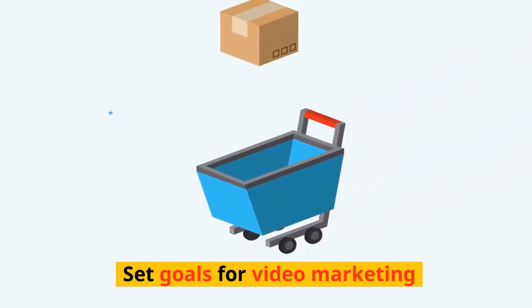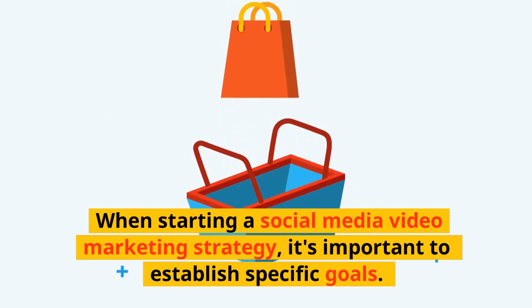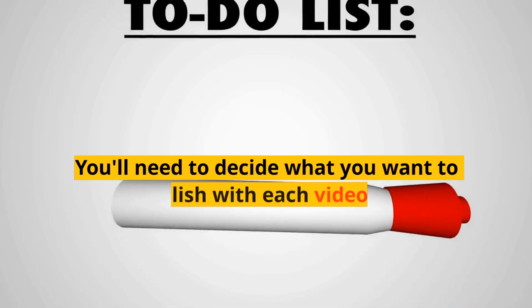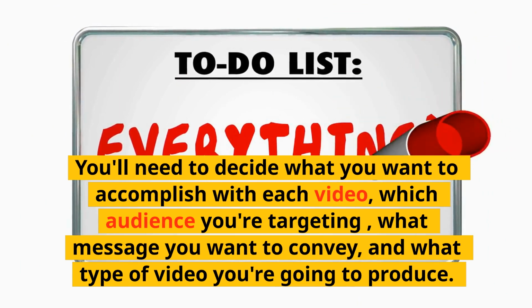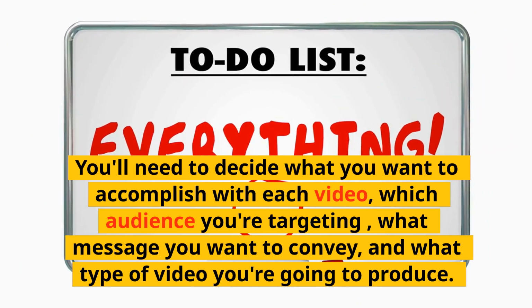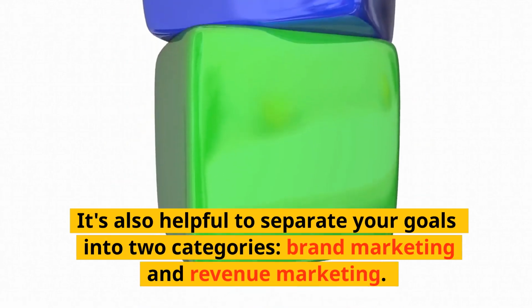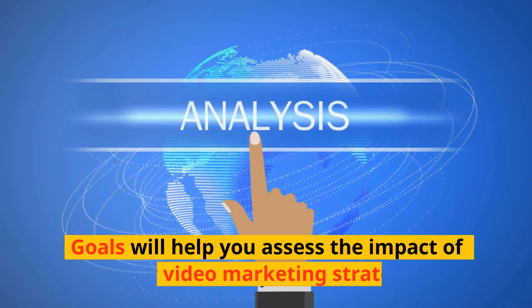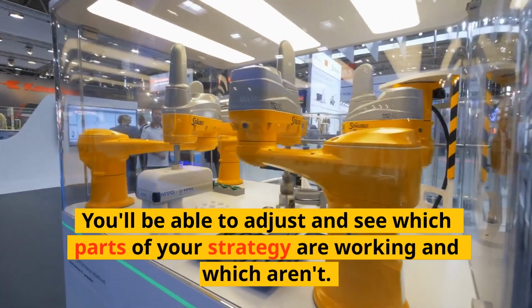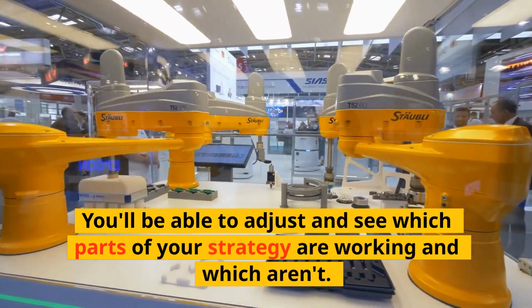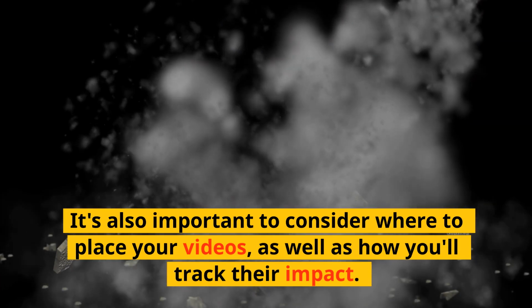Set goals for video marketing. When starting a social media video marketing strategy, it's important to establish specific goals. You'll need to decide what you want to accomplish with each video, which audience you're targeting, what message you want to convey, and what type of video you're going to produce. It's also helpful to separate your goals into 2 categories: brand marketing and revenue marketing. Goals will help you assess the impact of your video marketing strategy. You'll be able to adjust and see which parts of your strategy are working and which aren't. It's also important to consider where to place your videos, as well as how you'll track their impact.